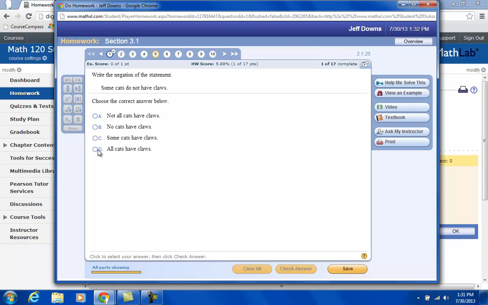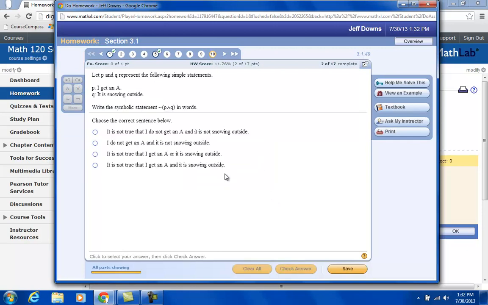I know that this is the negation of that, but really. Okay. All cats have claws. Let's check that. Hey, there we go. So the opposite of some do not would be all. All have. Okay, let's skip maybe to number 10 here. Just see what that looks like.